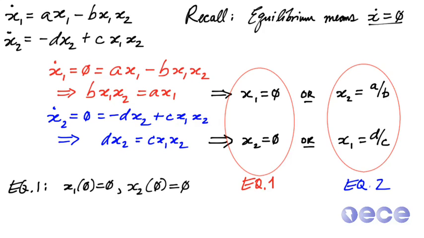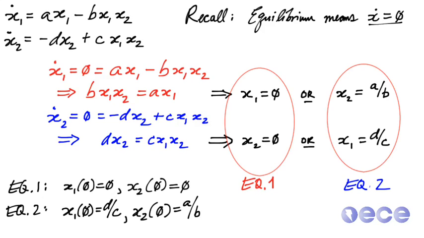Okay, so our first equilibrium point is x1 of 0 equals 0, x2 of 0 equals 0. The second equilibrium point, equilibrium 2, is x1 of 0 equals d over c, x2 of 0 equals a over b. So if we choose these two values, our system will be in equilibrium, whether we choose equilibrium 1 or equilibrium 2.